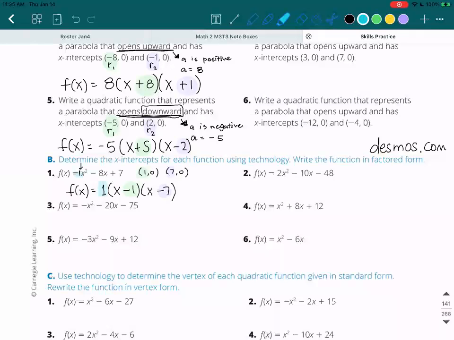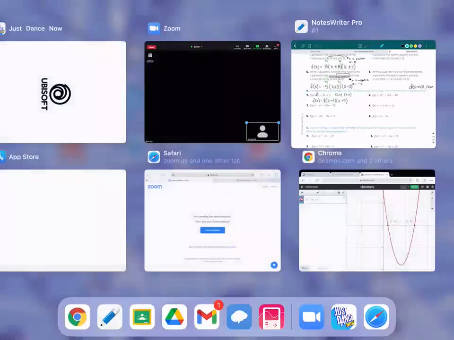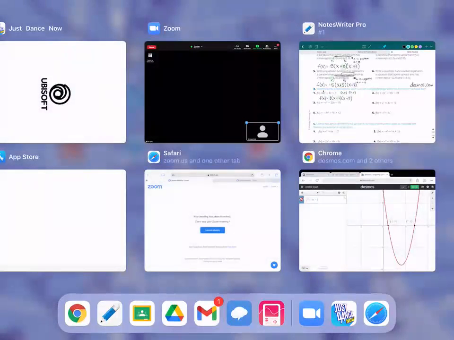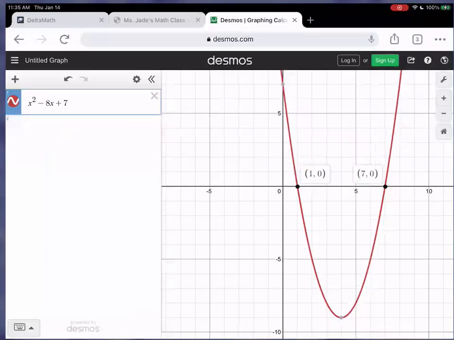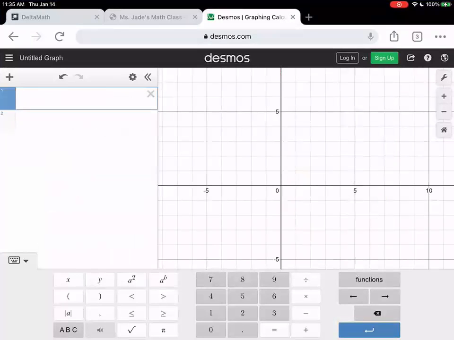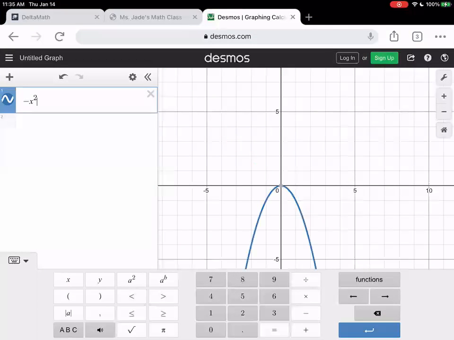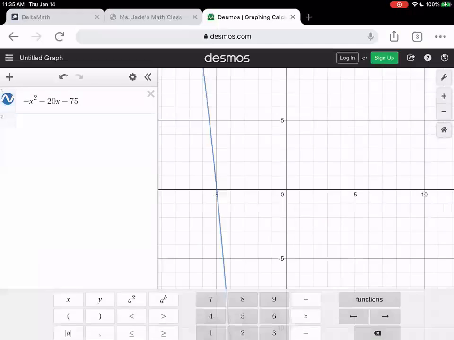All right, next graph is number 3. We're going to go ahead and type number 3's equation into desmos.com. So let me go to desmos.com. Let's get rid of that. And let's type in the equation for number 3. So it was negative x squared minus 20x minus 75. Okay, so then I can't see the entire shape, so I'm going to zoom out a little bit. Oh, there it is.